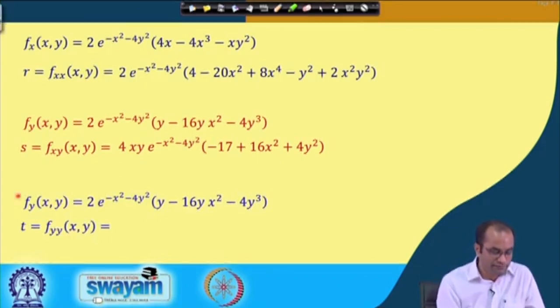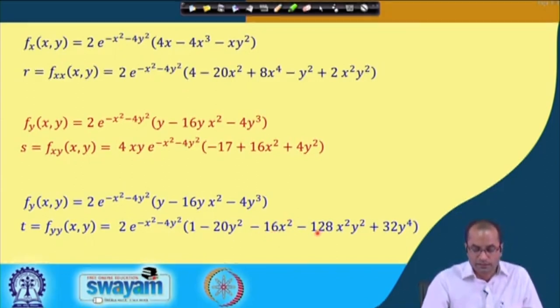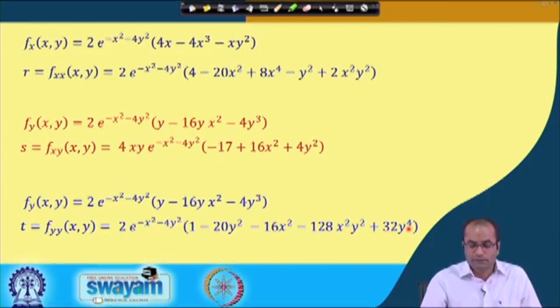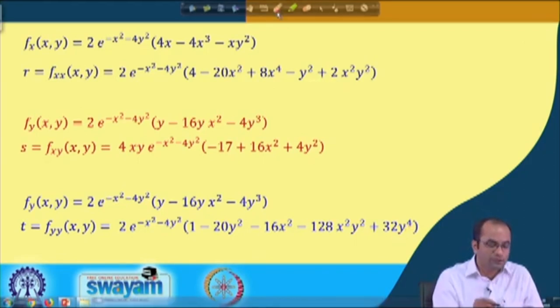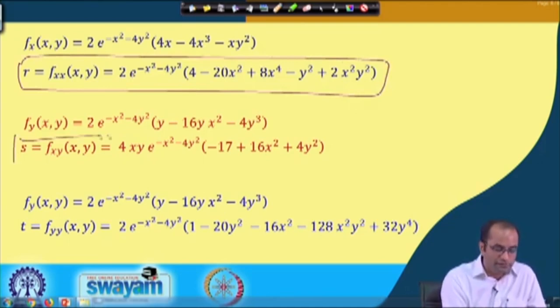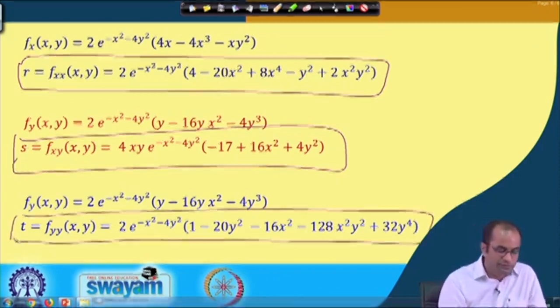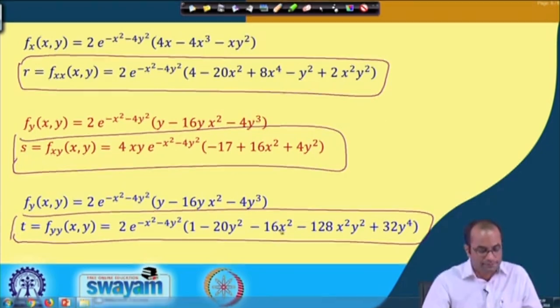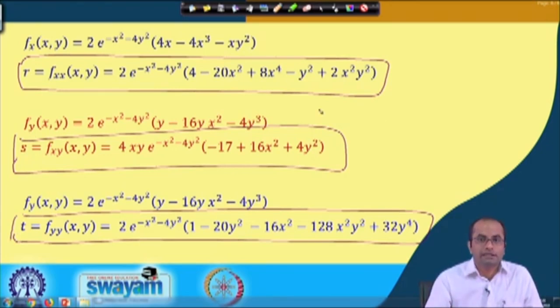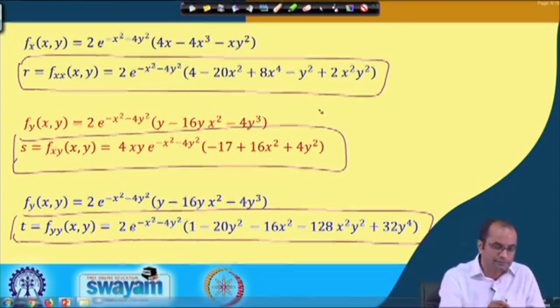So, this is f y, and when we differentiate this to get this t, we will get this term now with exponential function and this expression 1 minus 20 y square minus 16 x square 128 x square y square plus 32 y 4. So, we have 3 expressions now, for the r, and then we have the s, the mixed derivative, and then we have the second order derivative with respect to t. So, with the help of these derivatives, we will investigate further whether this point is a point of maximum, a point of minimum, or a saddle point.